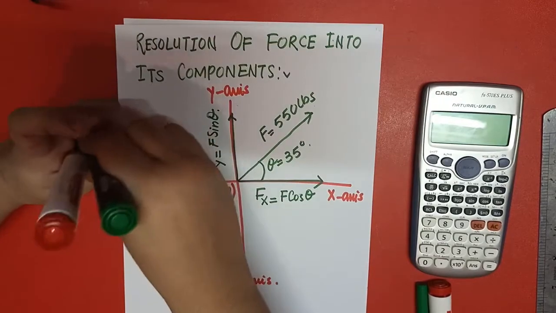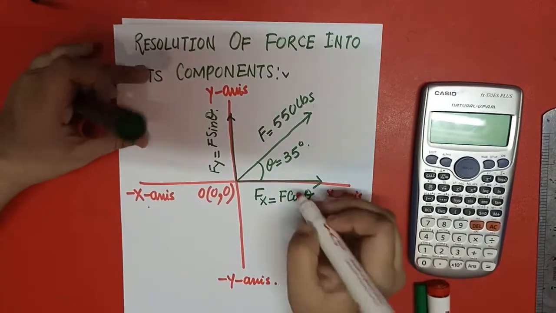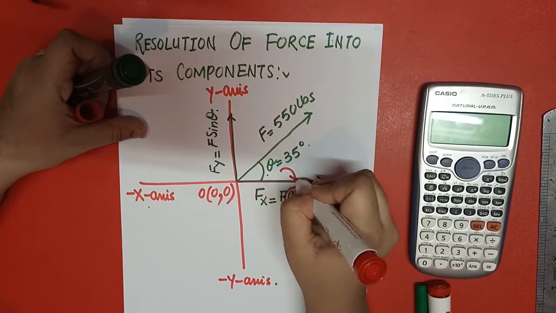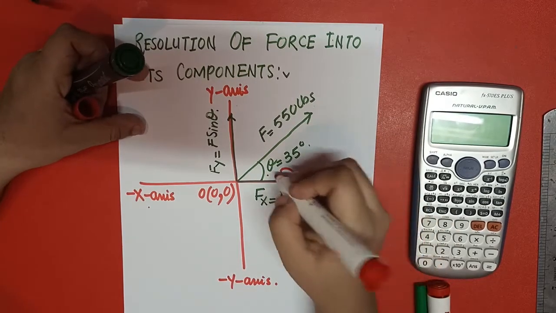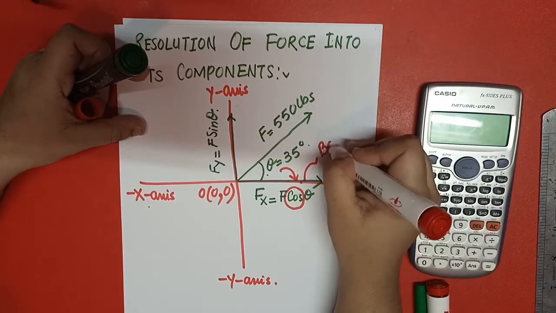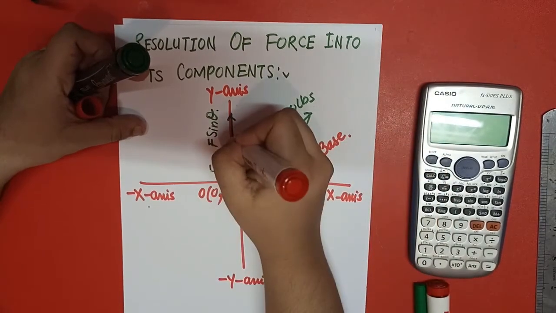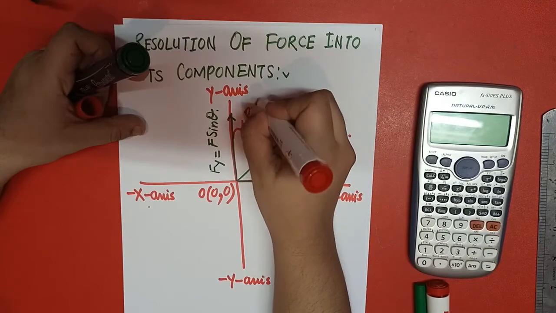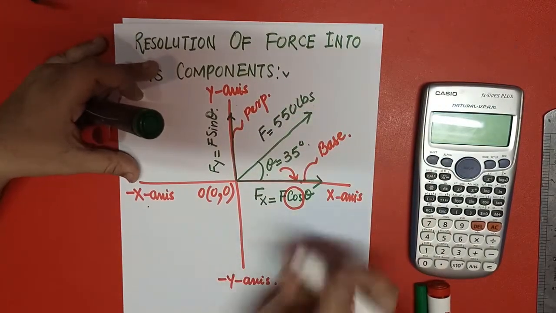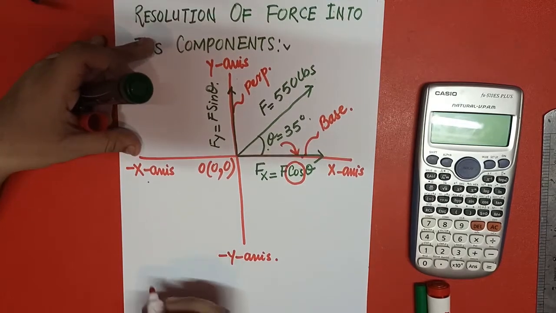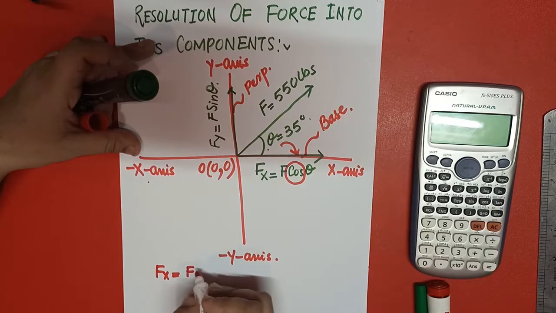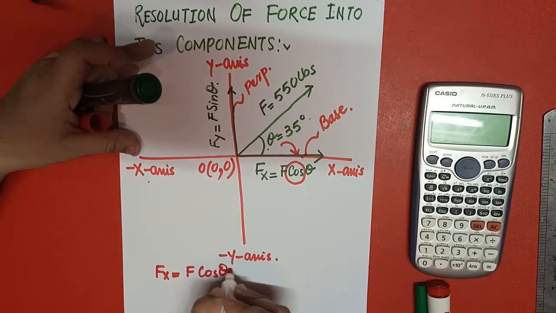So why is it so? I am taking cos here because the angle is attached with the positive x-axis, and wherever the angle is attached, that is our base. Keep it in mind. And this should be perpendicular, opposite to it. So I have to find out Fx equals F cos theta.